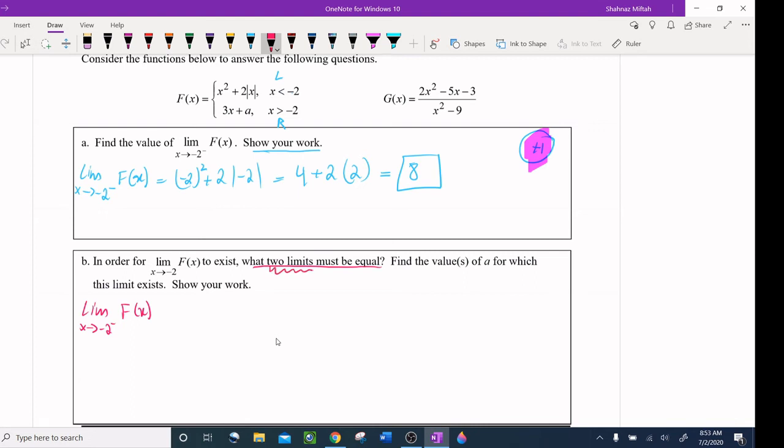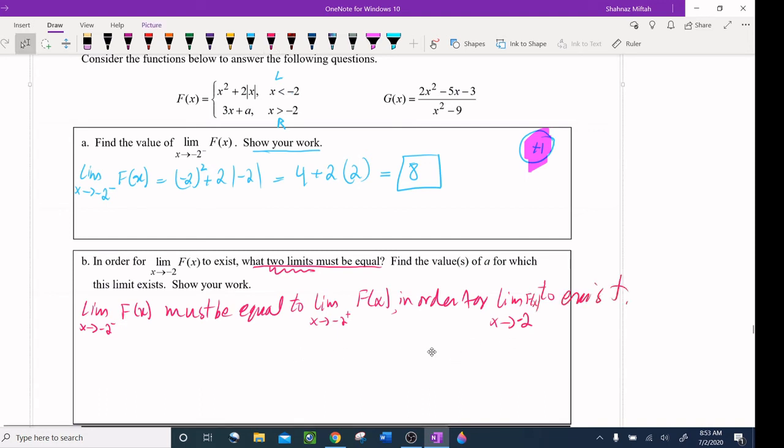This is what I'm doing, the two limits part, must be equal to limit x approaches -2 from the right of f of x in order for limit x approaches -2 from the left and right of f of x to exist. Okay, so in order for limit x approaches -2 f of x to exist. So that's this part of the question.